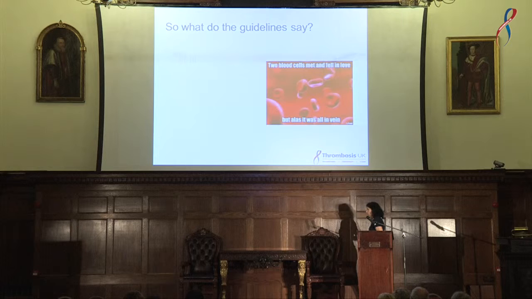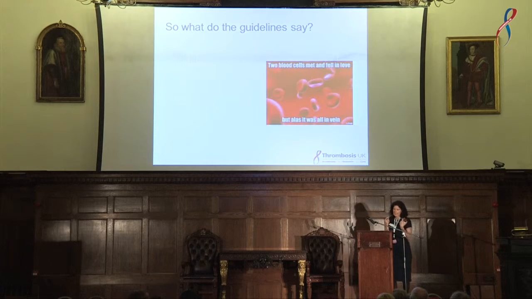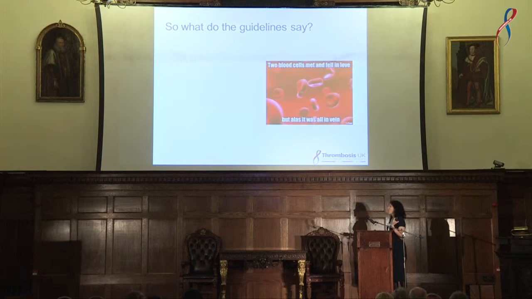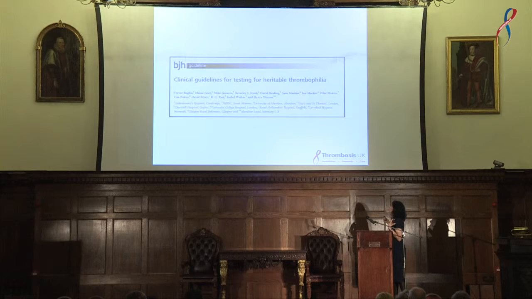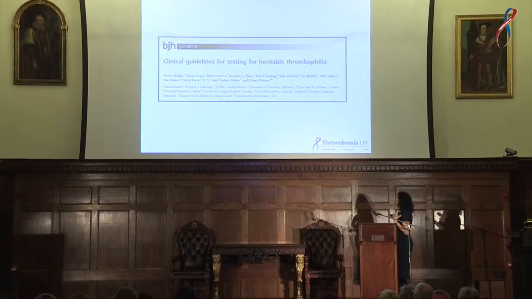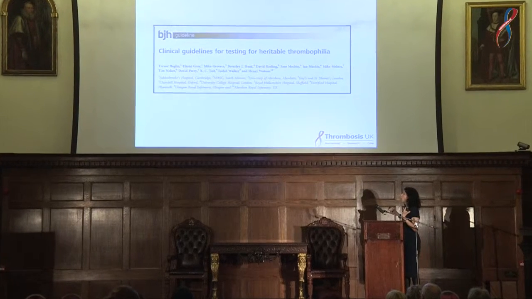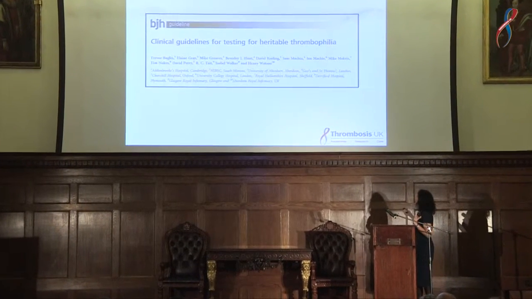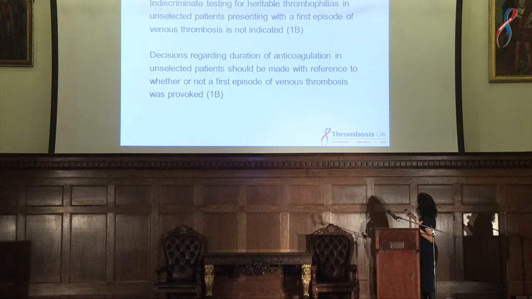So let's look at what the guidelines say now and see what they're telling the doctors to do if someone has had a blood clot. So we've got the British guidelines, British Society for Haematology guidelines on testing for heritable, inherited thrombophilia. You might see my name there.